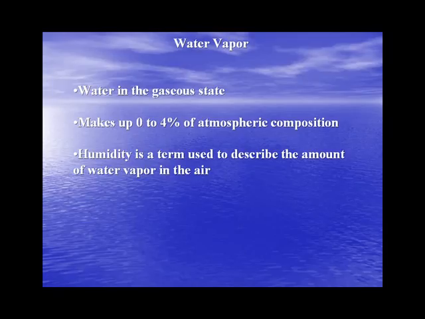The term here, water vapor, refers to water in the gaseous state. As you'll recall from Chapter 1, water vapor is a variable constituent in the atmosphere. It makes up anywhere from 0 to 4% of atmospheric composition. The term humidity is a word that we use to describe the amount of water vapor in the air.